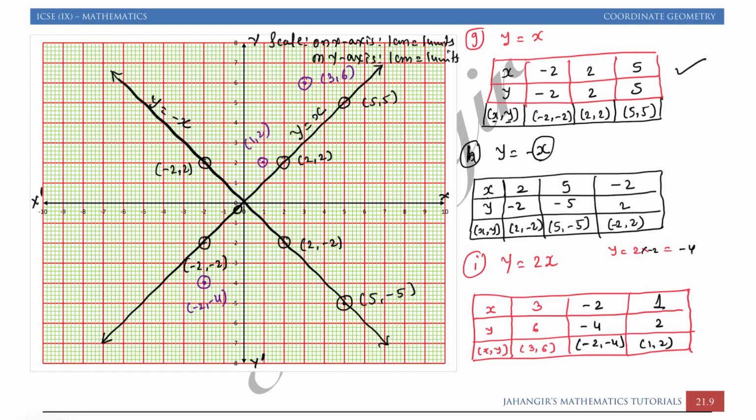Just join each point. Make arrows. Write down the name of the line. Name of equation: y equal to 2x. In this way you can draw a linear graph.